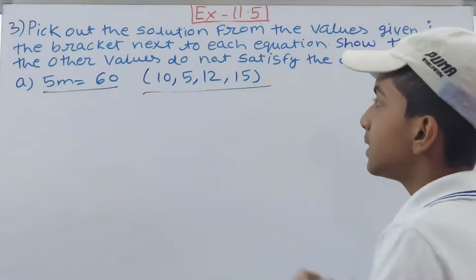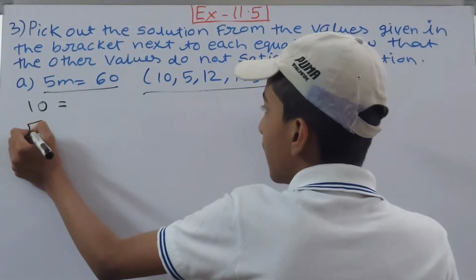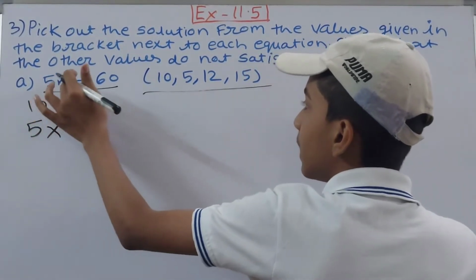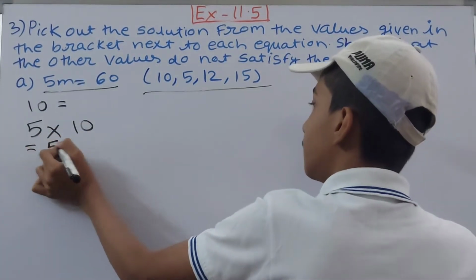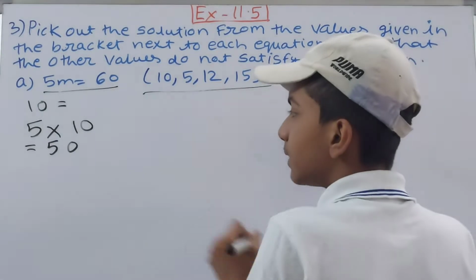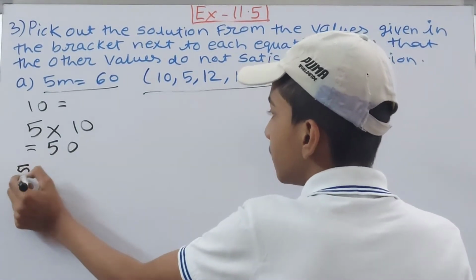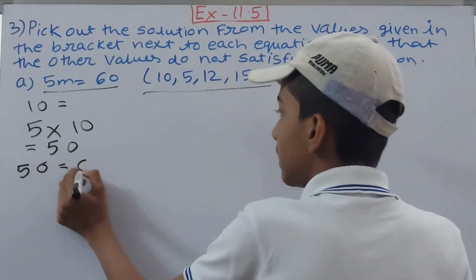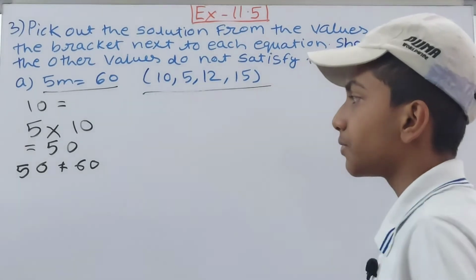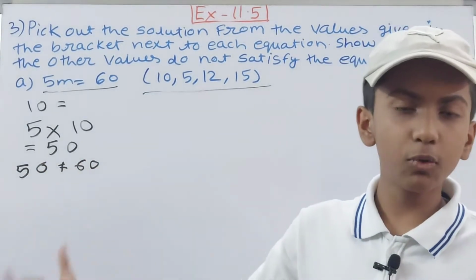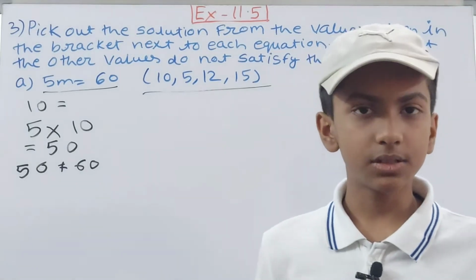So first is 10. For 10, we will do 5 into m, and m is 10, so 5 into 10, that is 50 here, right? And you can see that on the RHS we have 60. So 50 and 60, are they equal? No, so put a line between them, so this signifies it is unequal. Both of these sides are unequal. That means the equation is not satisfied.